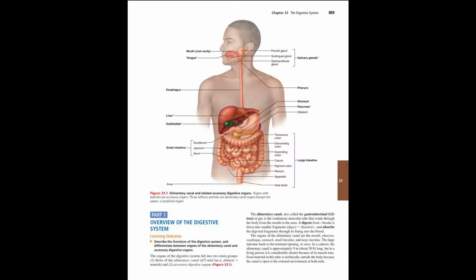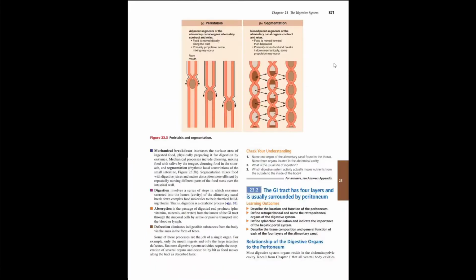In a cadaver, the alimentary canal is approximately 9 meters, or about 30 feet long, but in a living person is considerably shorter because of its muscle tone. Food material in this tube is technically outside the body because the canal is open to the external environment, both ends.